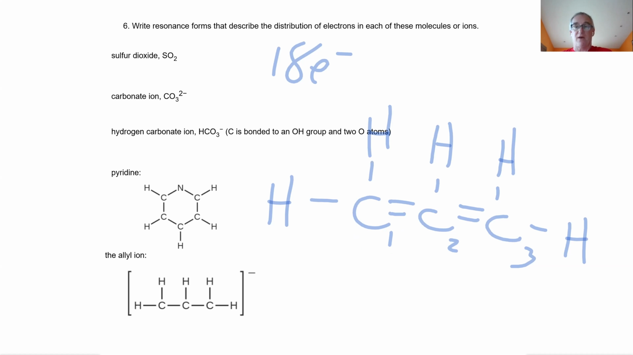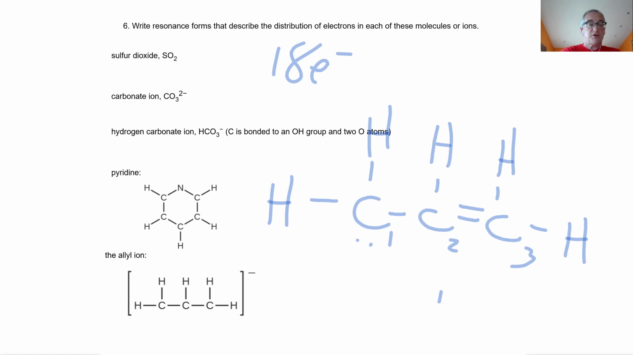No. We could get away with that if instead of carbon that was silicon. If that was silicon, we could do that. But we can't do that because it's carbon. It's only in period 2, so it cannot do that little trick. So we're going to have to take that bond away and give those 2 electrons back to carbon 1.